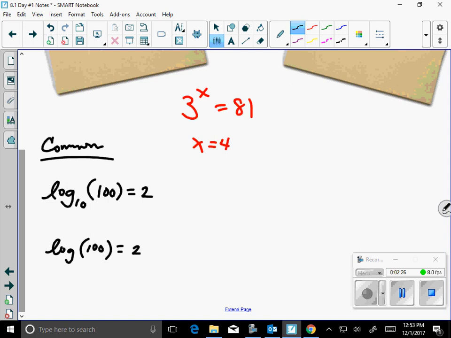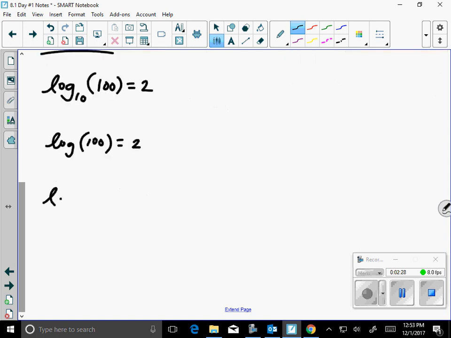Could you tell me what this would be? What would that be equal to? -1, right? -1, because 10, which is our base, to the -1 would be equal to 1/10. Are logarithms coming back to your brain a little bit? A little bit? Okay, let's pause for a second.